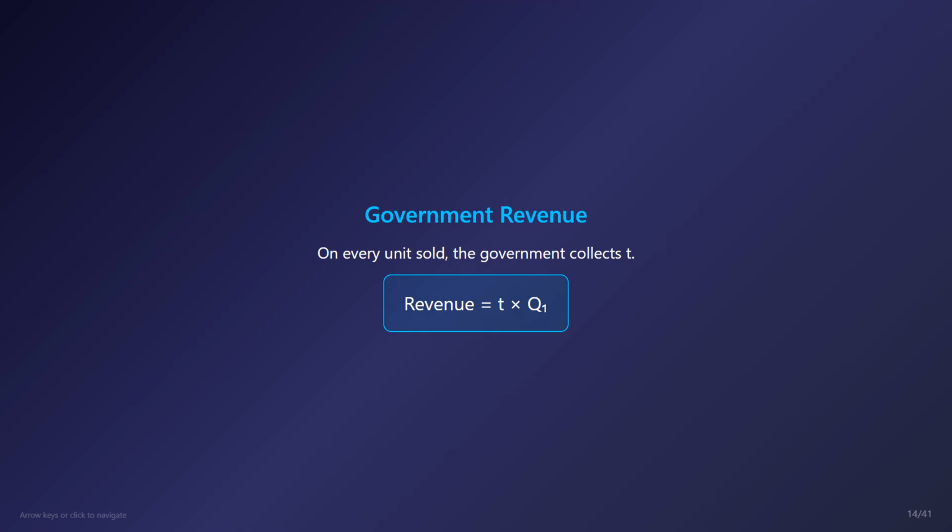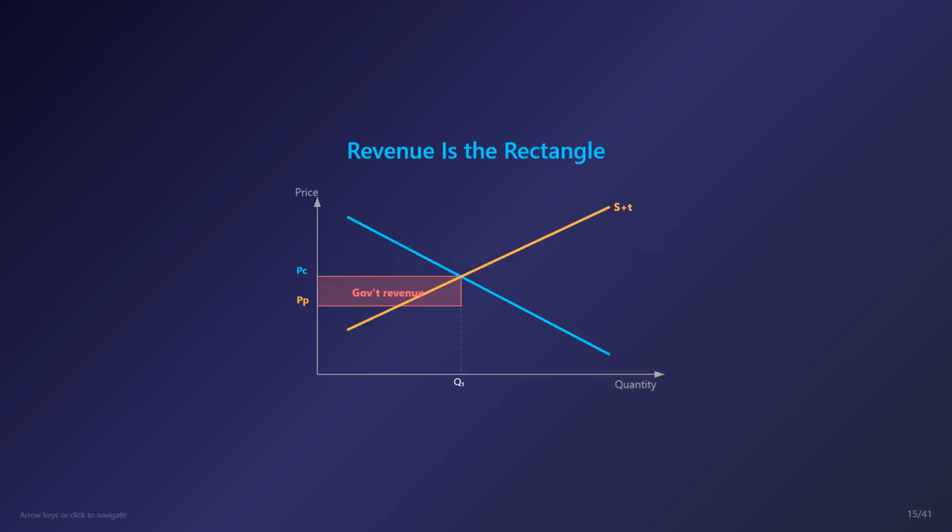On every unit that's sold, it collects the tax T. So its total revenue is simply the tax times the quantity sold, T times Q1. On the graph, that revenue is a rectangle. Its height is the tax, the gap from PP up to PC. Its width is the quantity Q1. The area of that rectangle is exactly the government's revenue from the tax.